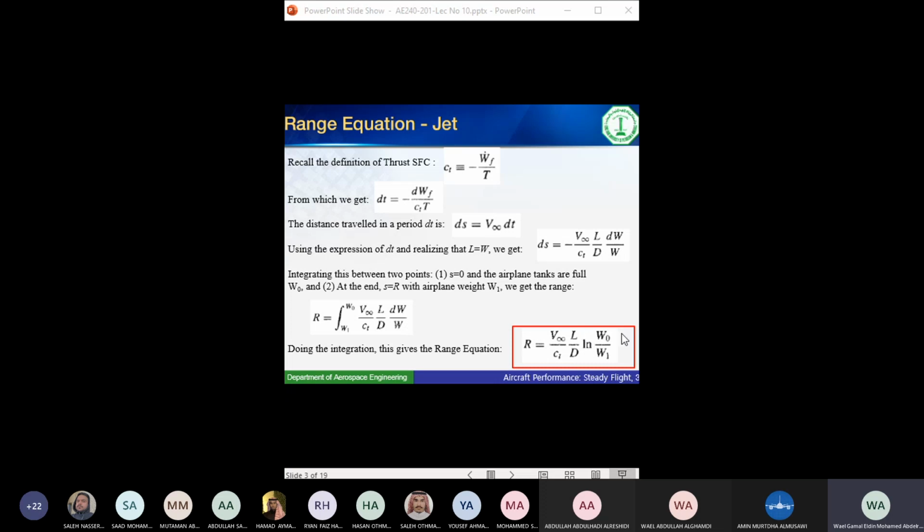increase W naught over W1. Yes. What does that mean, increase W naught over W1? As a designer, what should I do? How to increase the initial weight of the aircraft compared to the final weight of the aircraft? Physically, what does that mean? It's not like an equation, where I'm going to put a larger number. In the design, what shall I make?